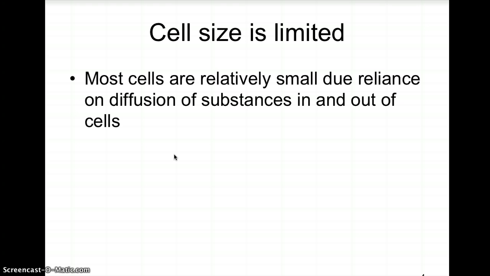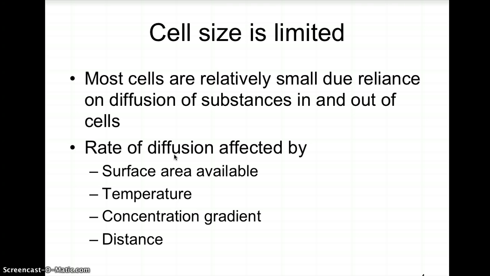If they grow any bigger, it's going to be very, very difficult to move substances in or out of the cell. And the rate of diffusion, basically how fast things go in or how fast things leave, the rate is definitely affected by the surface area, meaning how large the cell is and how much of it is in contact with the outside. Temperature, concentration gradient, and distance also matter. For right now, just basically focus on this.